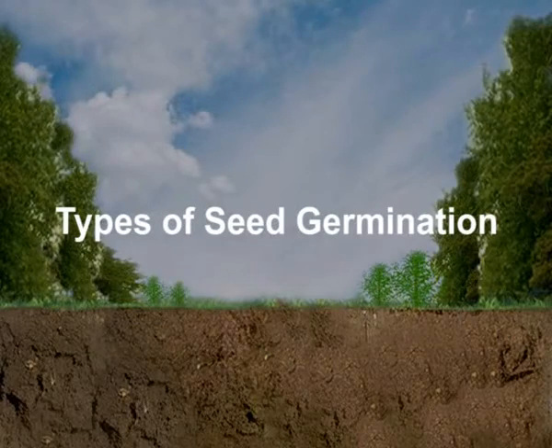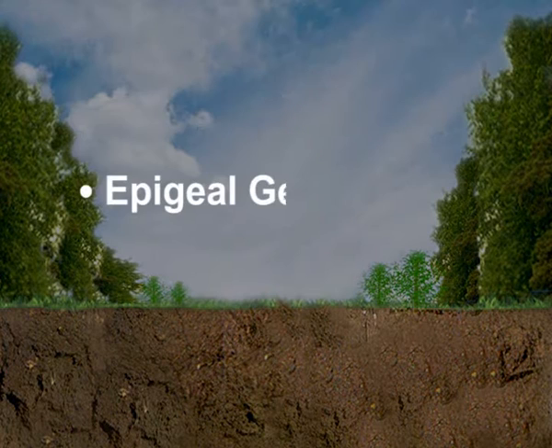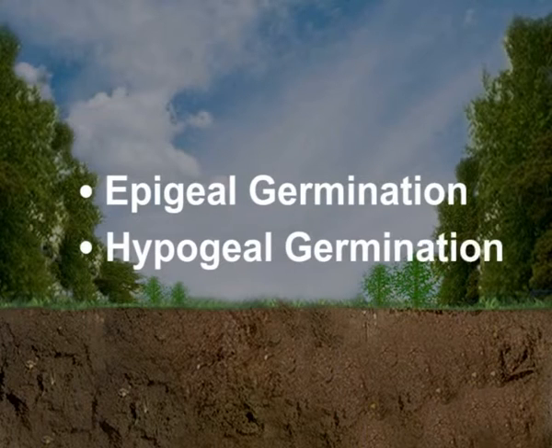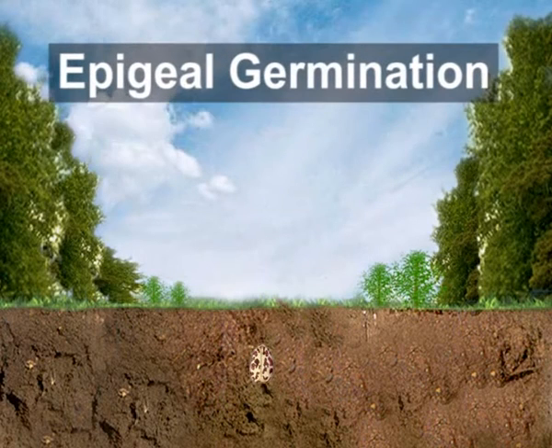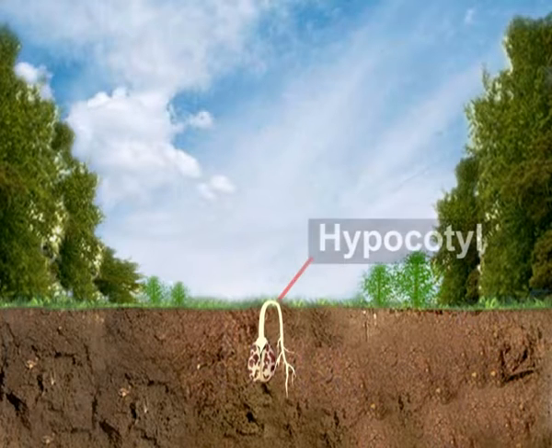Types of seed germination. There are two types of seed germination: epigeal germination and hypogeal germination. Let us first discuss epigeal germination. In this type of germination, the cotyledons come above the soil surface into air and light due to rapid growth and elongation of the hypocotyl.